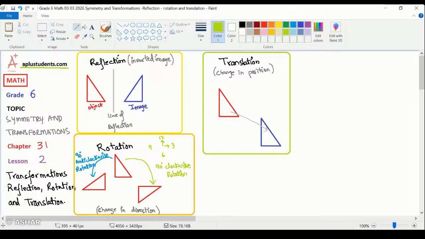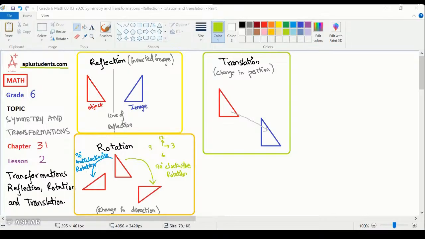Okay. And in translation, what happens in translation? Your change in position, like if you are standing at a position and you take a few steps to a new location, right? New position, but it's still you. So the object and the image will still be the same. Okay, so let's look at some examples over here.